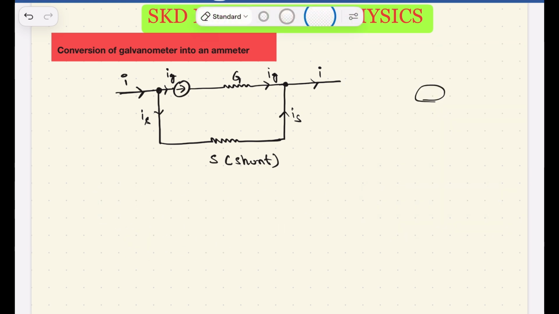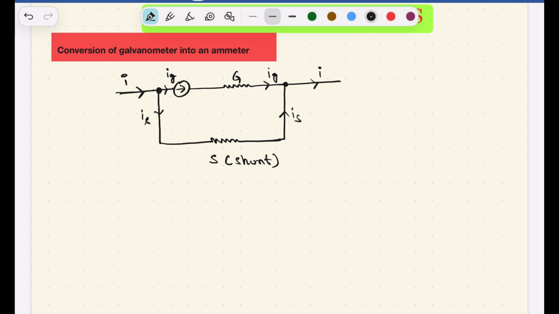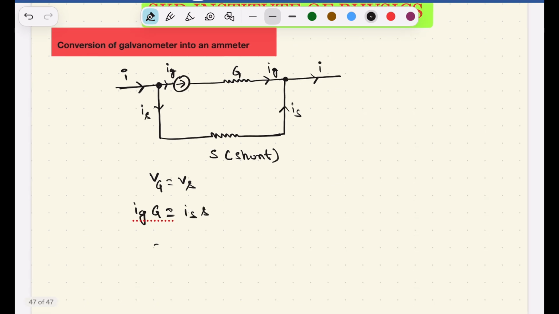Okay, see, first one: the small resistance, the shunt resistance, is connected in parallel. In parallel combination, the voltage across the shunt resistance and the voltage across the galvanometer are the same. According to Ohm's law, the voltage V is equal to IR, that is Ig into G, and the voltage across the shunt resistance is Is into S. We want to calculate the value of the shunt resistance. S is equal to Ig into G divided by Is.